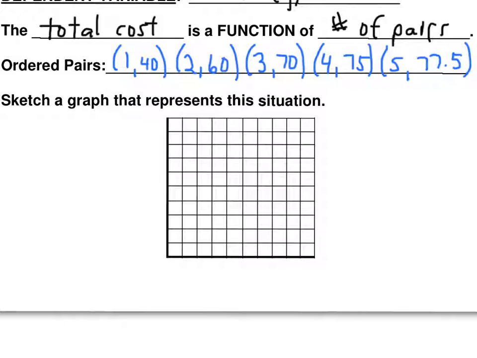Now we always put the number of pairs, the independent variable, always goes here. So this is going to be your x values, just like you would on a coordinate plane, independent, and then your dependent is going to be up here on the side. So that's going to be the cost.